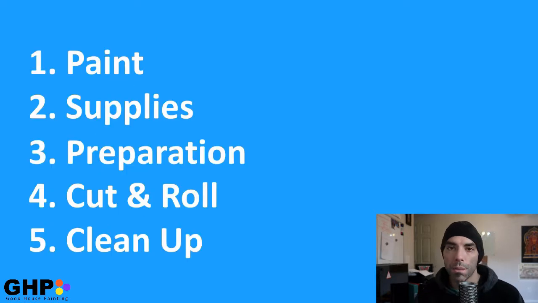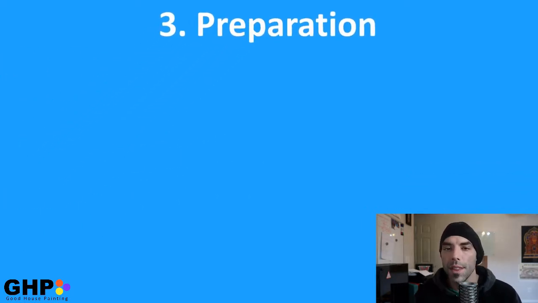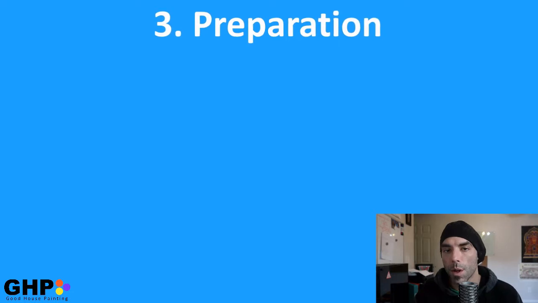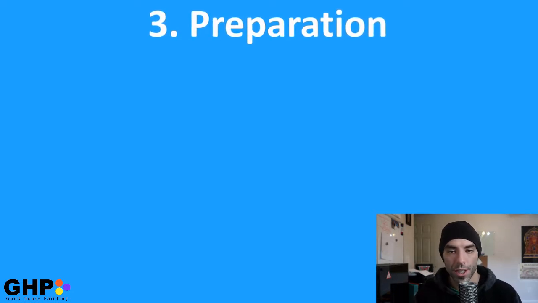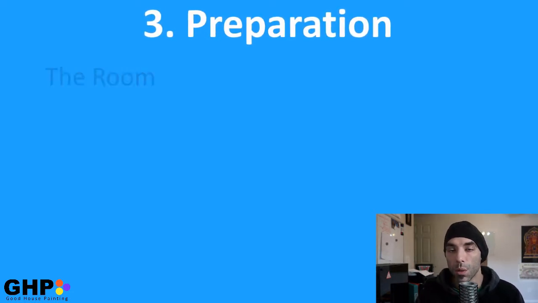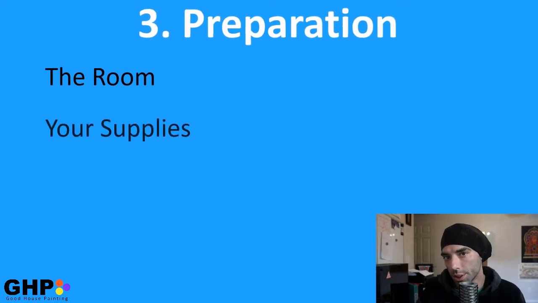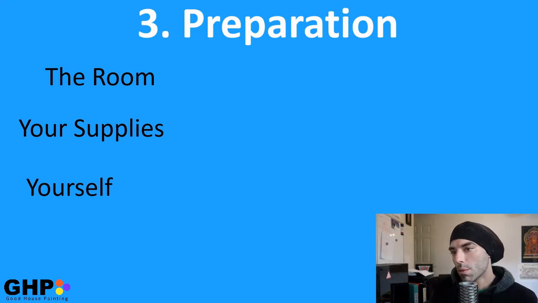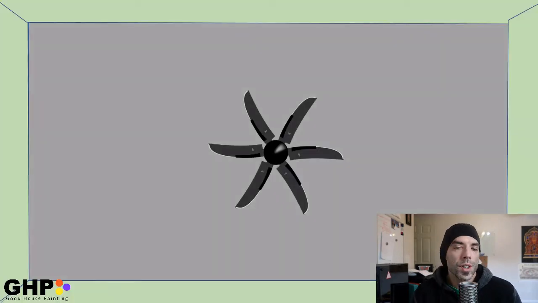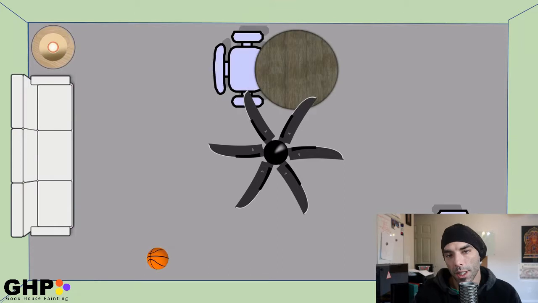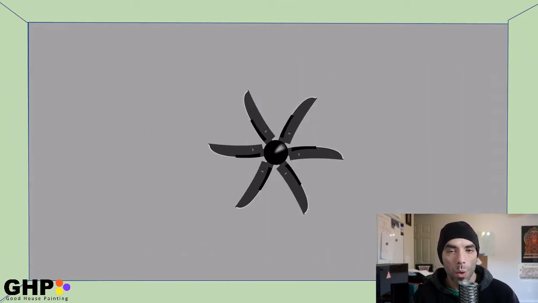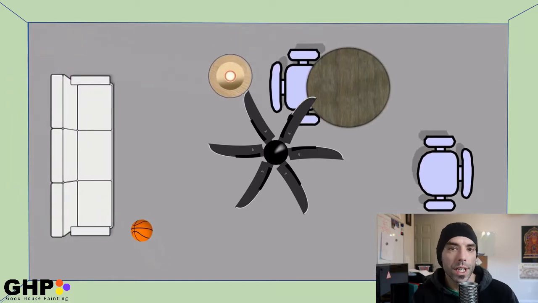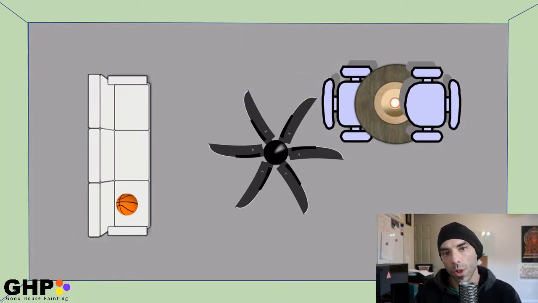Number 3 is preparation. There are 3 things you'll need to prepare before beginning to paint. These 3 things include the room, your tools, and yourself. Let's start with the room. First is the furniture. You want to either remove the furniture from the area or combine the furniture into clusters so you can cover up and protect them.